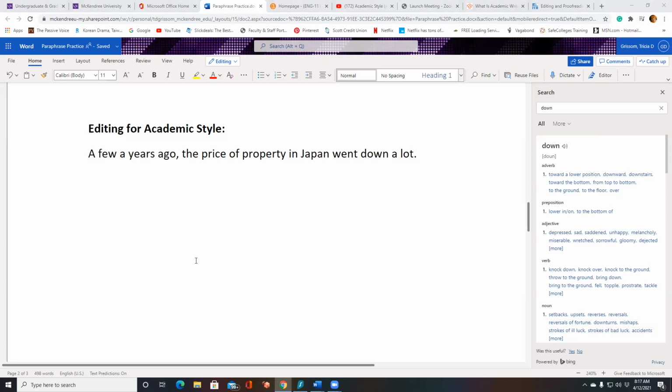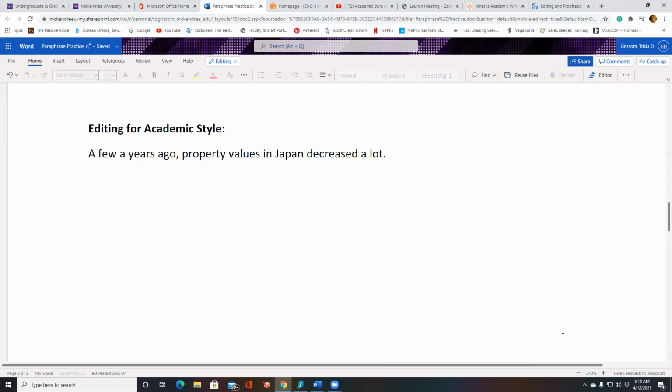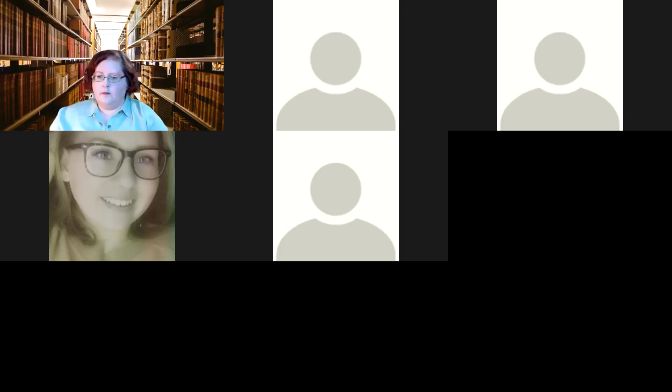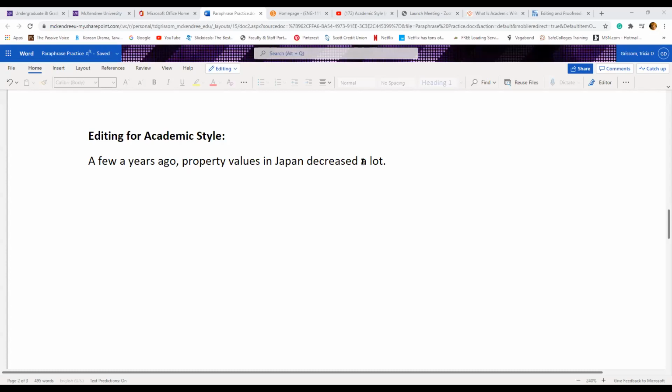Very good, Lily. I like what you've done with the second part of it. So the price of property has gone to property values, much more concise and formal. And instead of, because we don't want these phrasal verbs, went down, decreased, much better. And significantly, right? Better word, much better word. Okay. Excellent revision of this part.